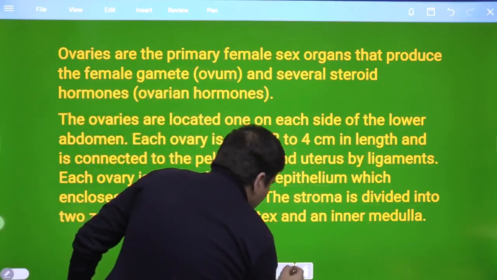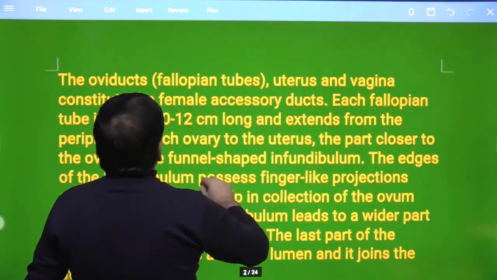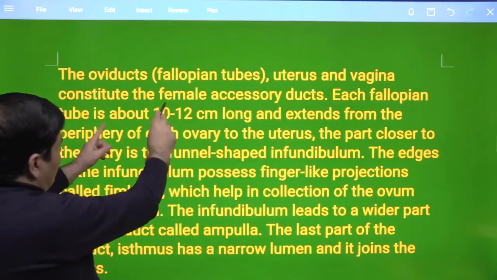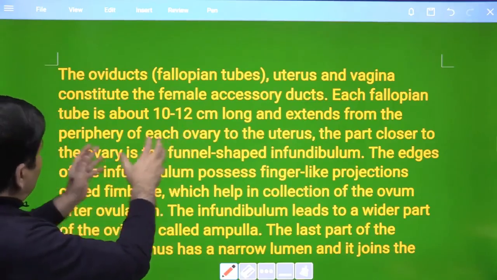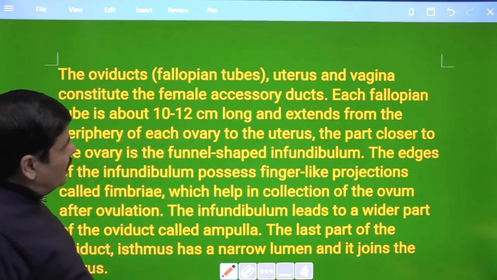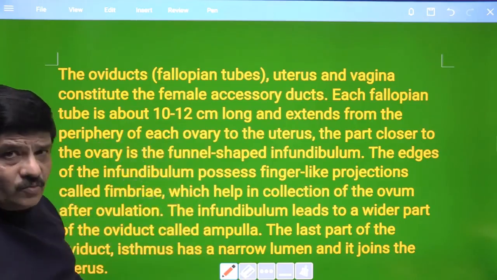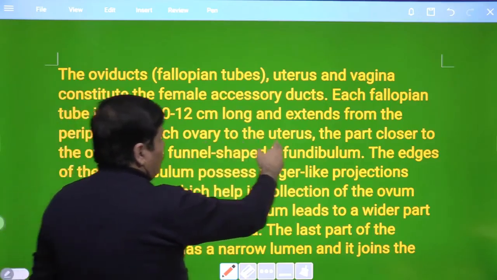Now moving further, let us see what your NCERT says. Then it talks about the oviduct. The oviducts are also called fallopian tubes, and the uterus and the vagina constitute the female accessory ducts. Each fallopian tube is about 10 to 12 centimeter. We said that it is 12 to 13 centimeters and extends from the periphery of each ovary to the uterus.